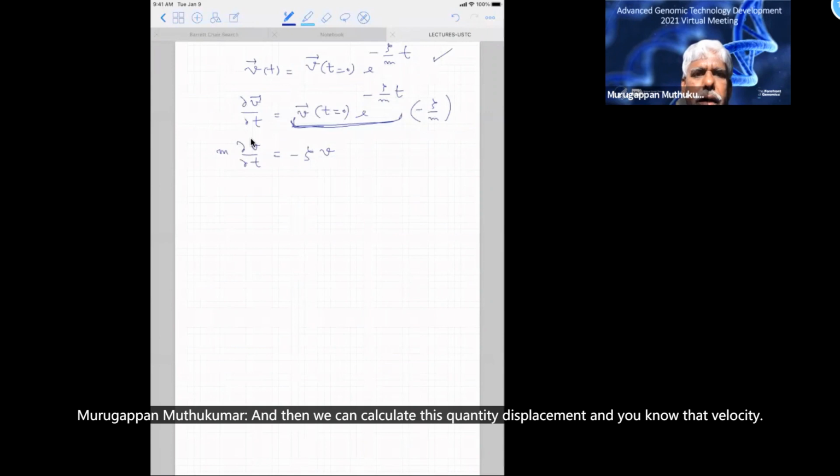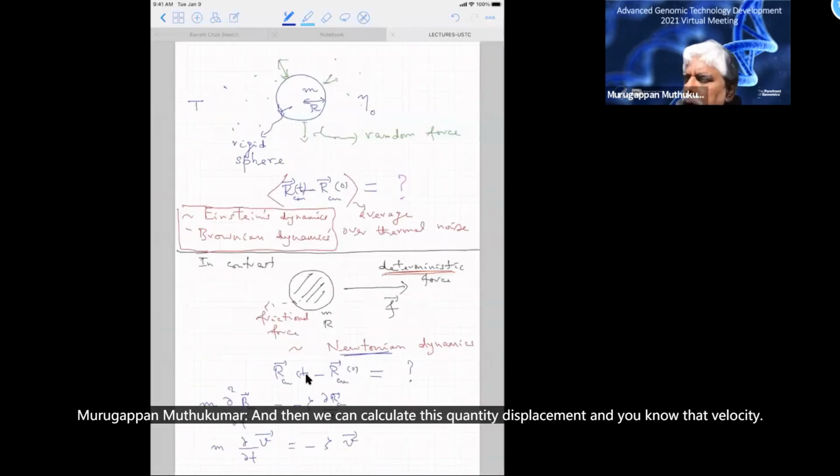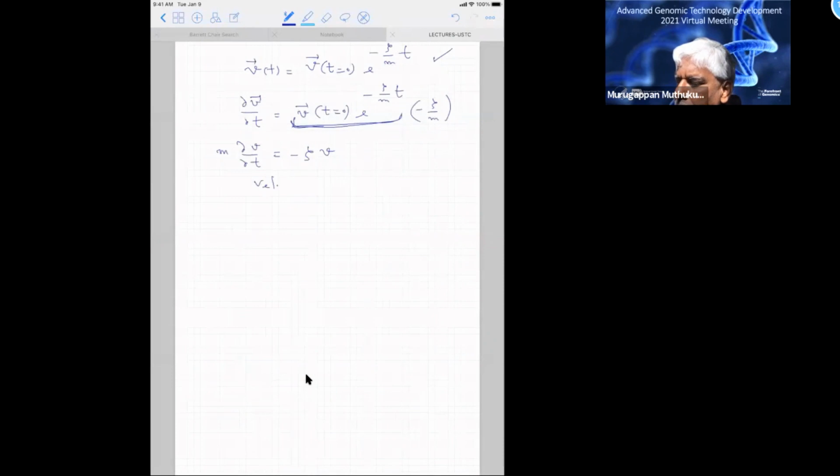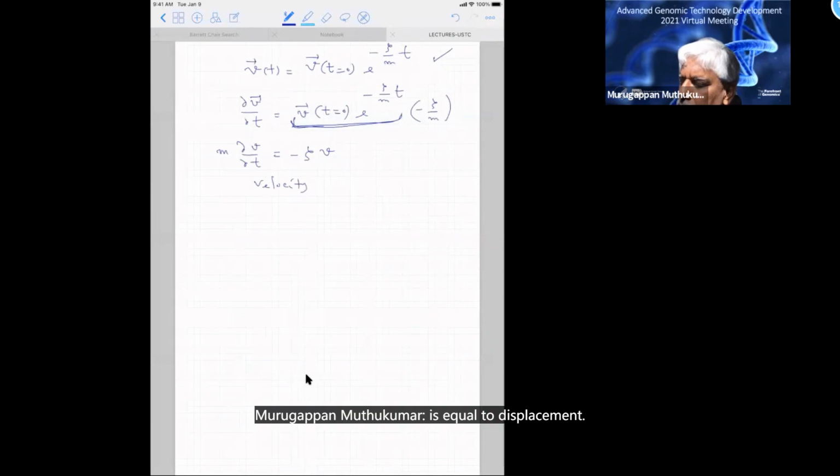And then we can calculate this quantity, displacement, and you know that velocity is equal to displacement by time. That's the velocity.